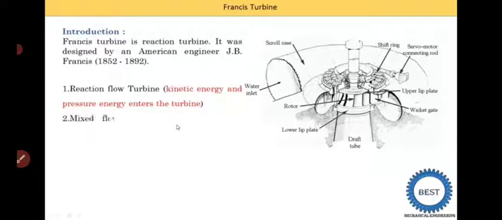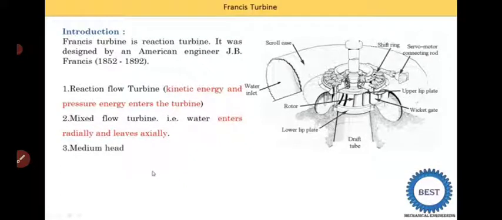The second point is that it is a mixed flow turbine. Mixed flow means water enters radially and leaves axially. Here are the runners. Water enters the runner in a radial direction, and water comes out parallel to the shaft, in the vertical direction, from this part. So it is known as leaving axially. This is clearly explained in the classification, so if you know the classification, you can understand it easily.